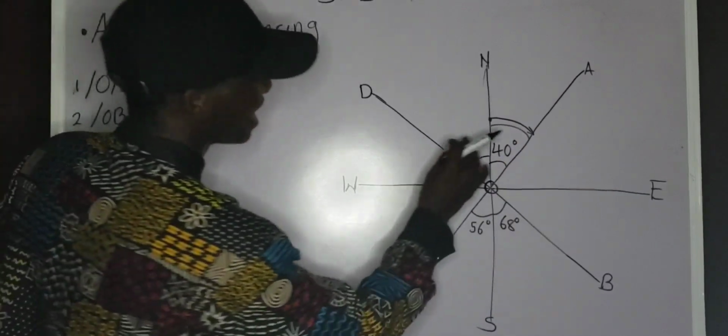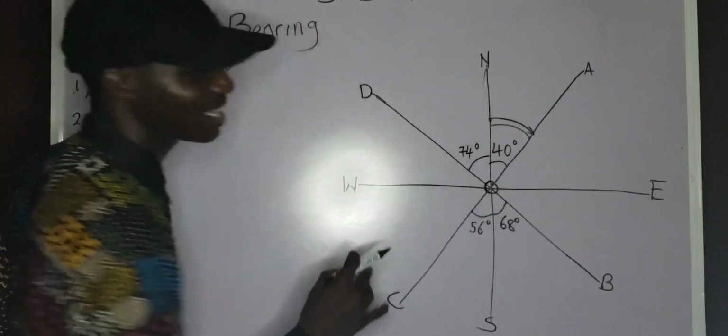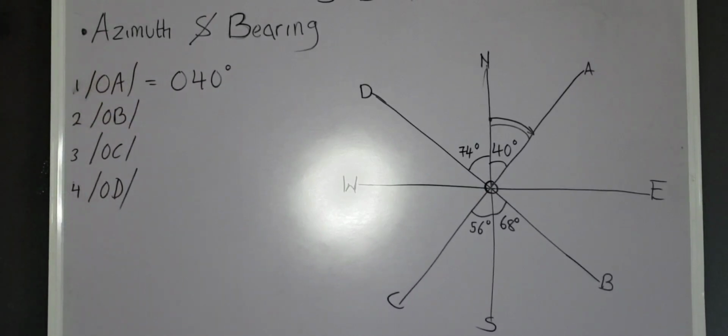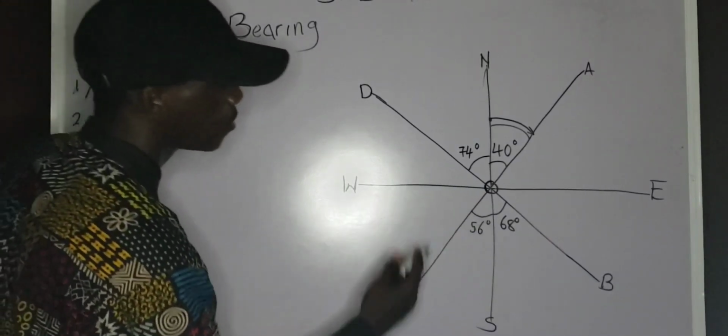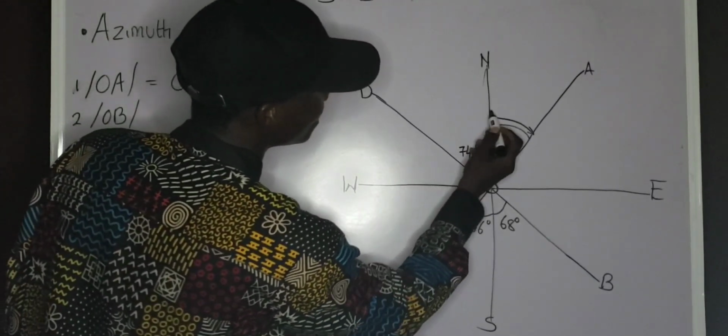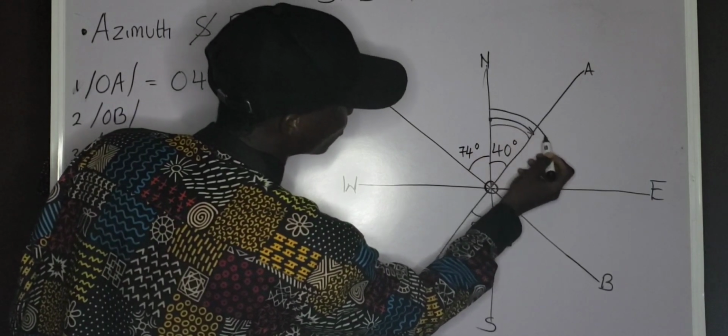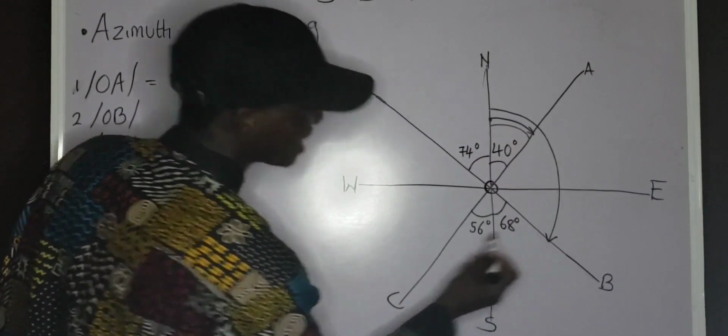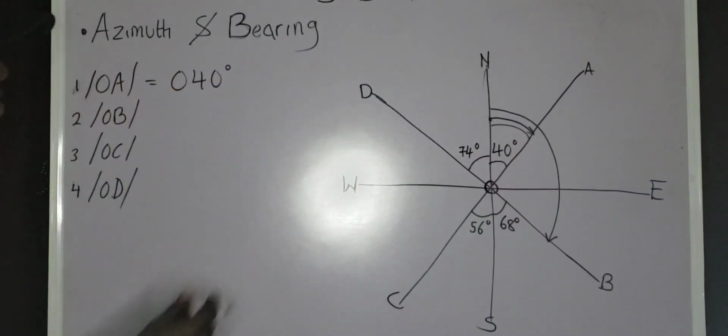Are you getting it? The angle between this line and the line itself, that is what we call the azimuth of a line. Now let us find the azimuth of line OB. The azimuth of line OB will be the angle that lies across this region. Are you getting it? That is the azimuth of line OB. Now let us find the angle.